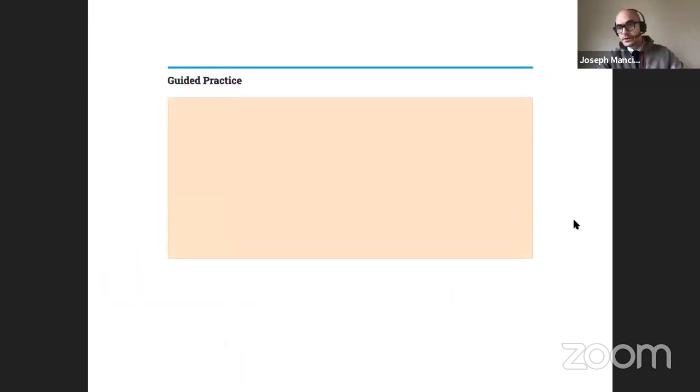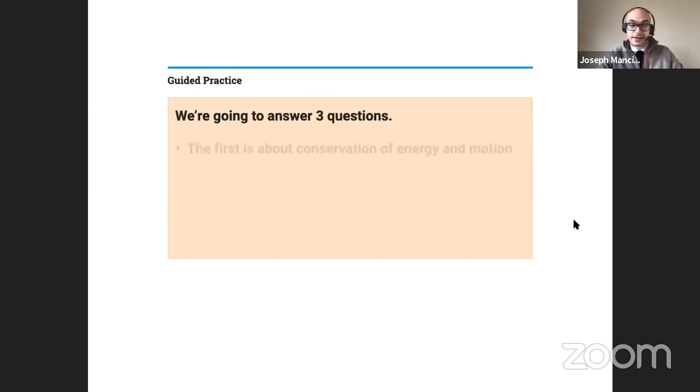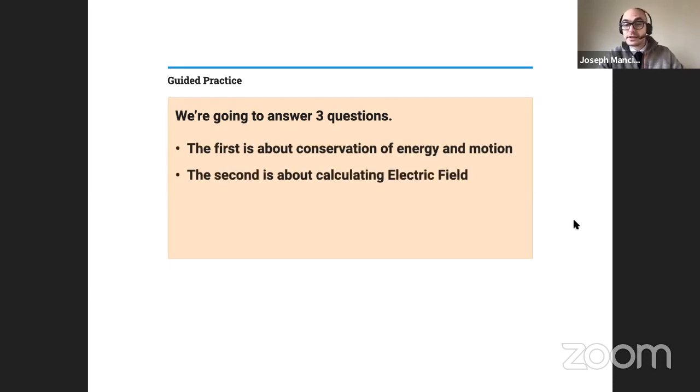Okay, this time we're only doing 3 questions, although one has 2 parts. The first question is about conservation of energy, and it's about moving in an electric field. The second question is about calculating electric field, and the third question is about drawing electric fields.